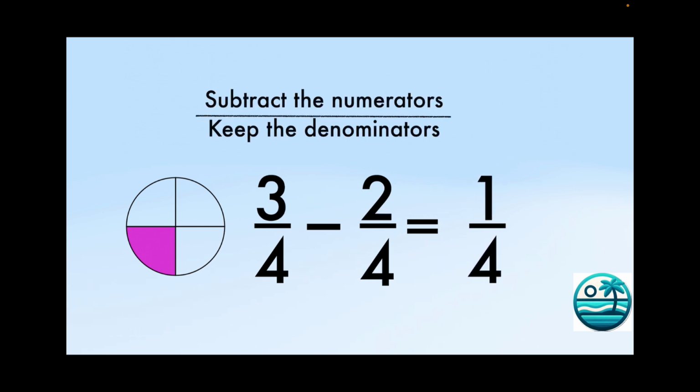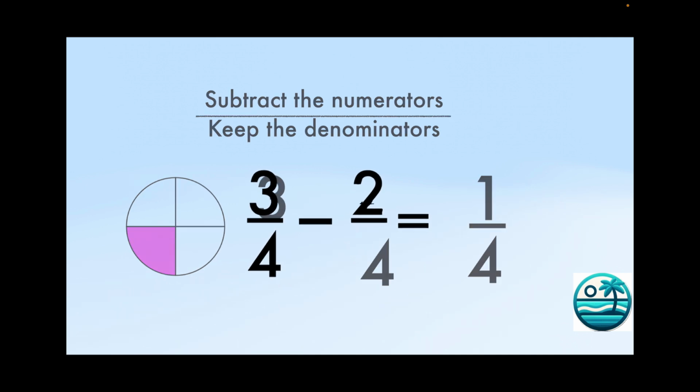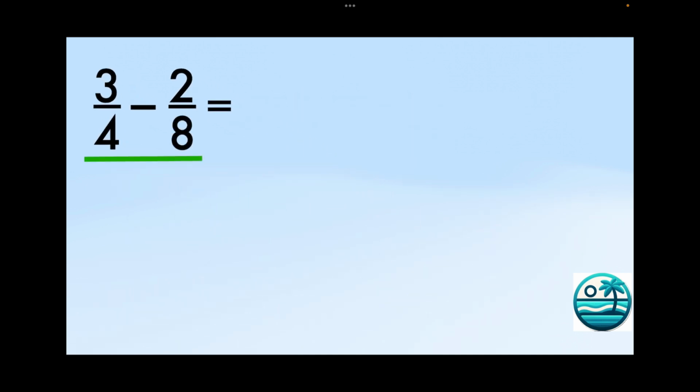When you subtract fractions, you subtract the numerators and keep your denominator. But what if our denominators aren't the same? Here we have 3/4 minus 2/8. I need to make an equivalent equation that has both denominators the same number.